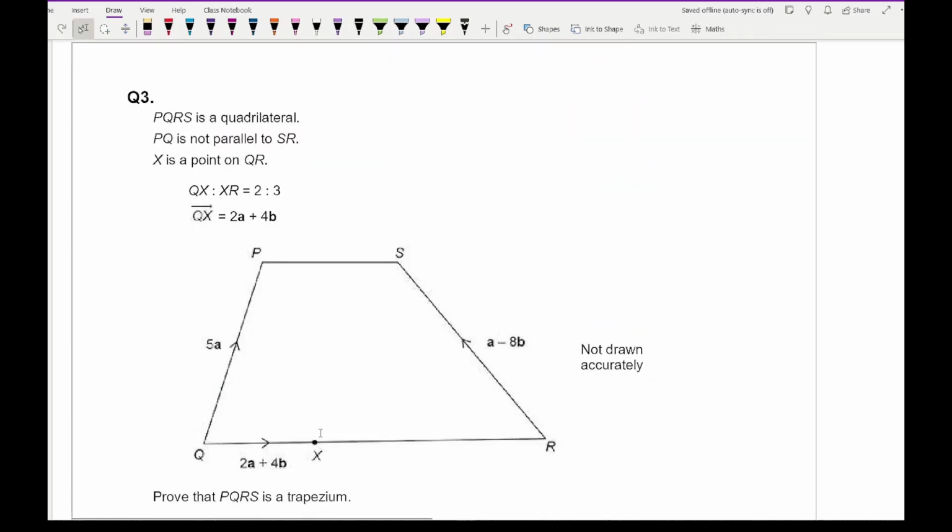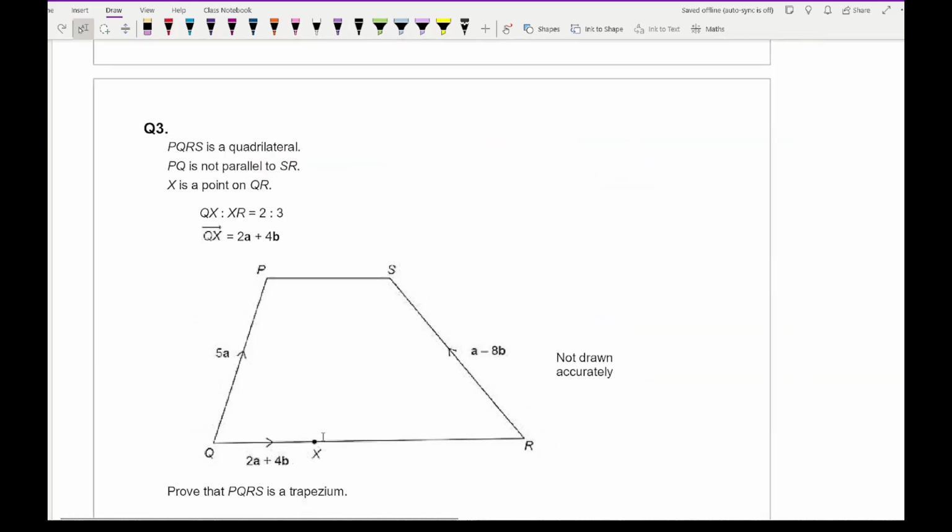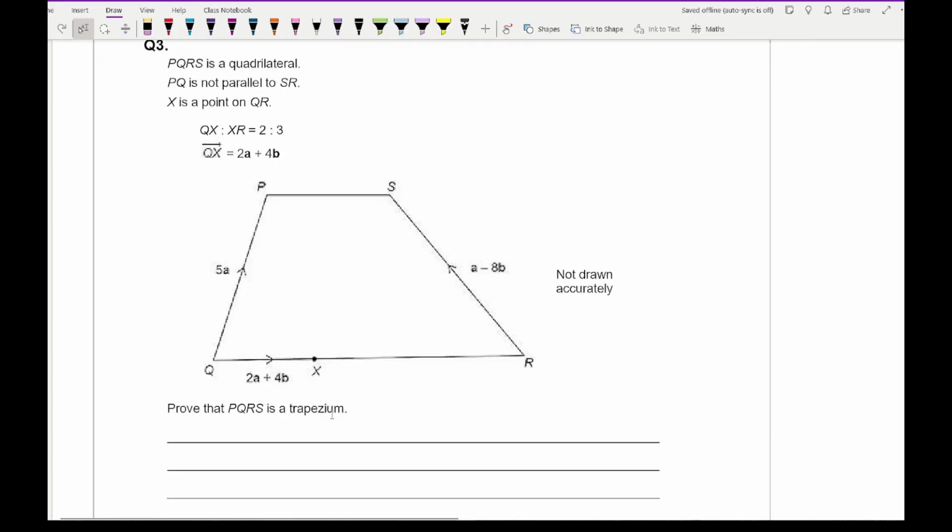Moving on to question 3, and let's just zoom out so we can see it a little bit clearer on the screen. It says PQRS is a quadrilateral. PQ is not parallel to SR. And it says that X is a point on QR. QX to XR is in the ratio of 2 to 3. QX is 2A plus 4B. Prove that PQRS is a trapezium.